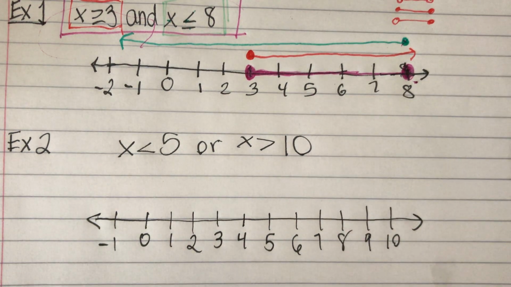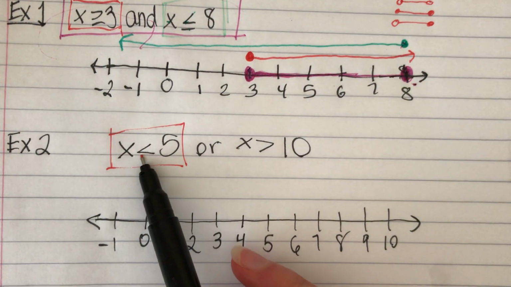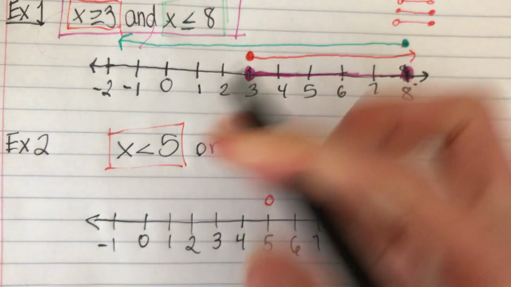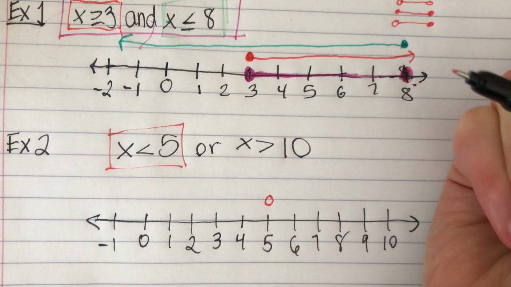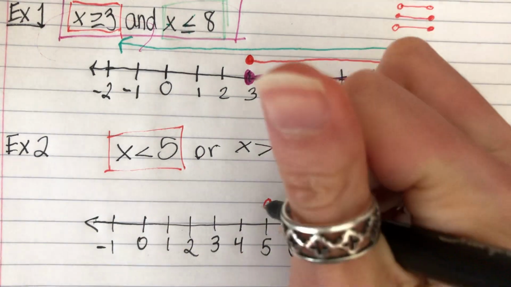Okay, let's start with our first one right here. x is less than 5. There's no half equal sign here, so we will have an open circle on the 5. And then it says x has to be less than 5. So where are the numbers that are less than 5? They're all over here on the left side, so we'll go that way.